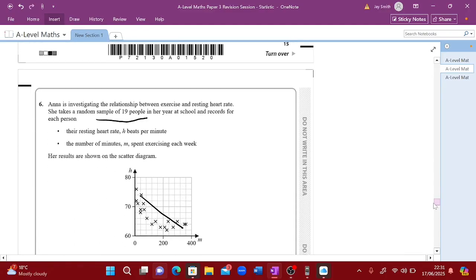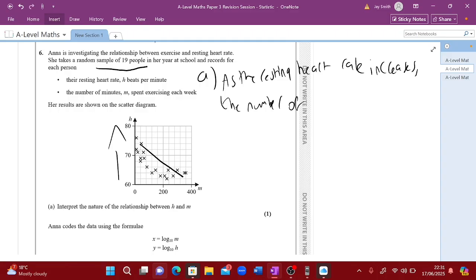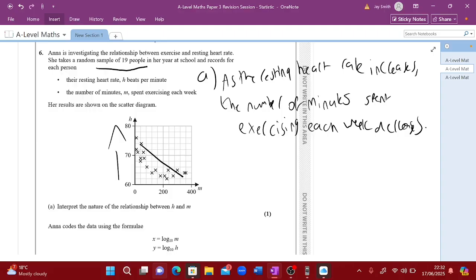I'll write it here. So what that's saying is there is a negative correlation between M and H. But what is H and M? So that's saying as the resting heart rate increases, so as that goes up, obviously M goes down, but M is the number of minutes exercising each week decreases. Okay, I guess that makes sense in real life as well because if you have a high heart rate, it's a bit unhealthier if you've spent less time exercising. But yeah, so that's what it means.